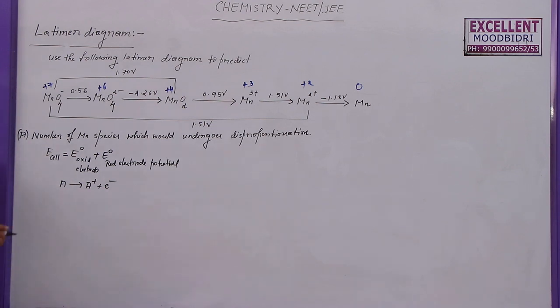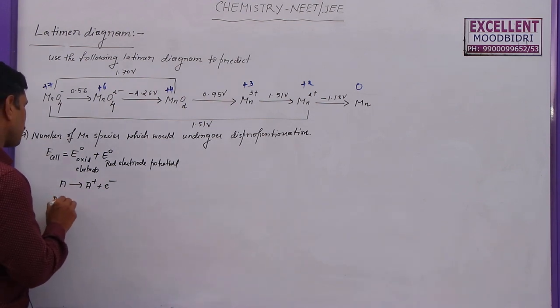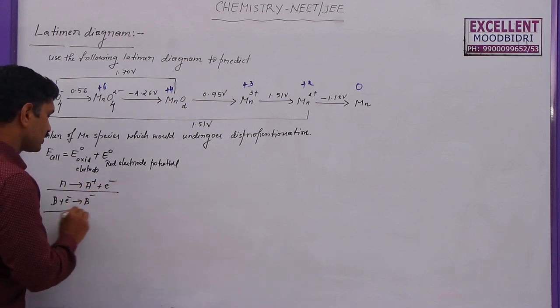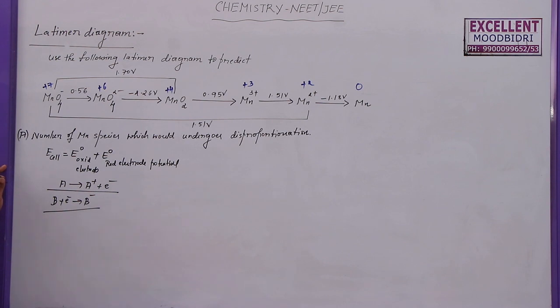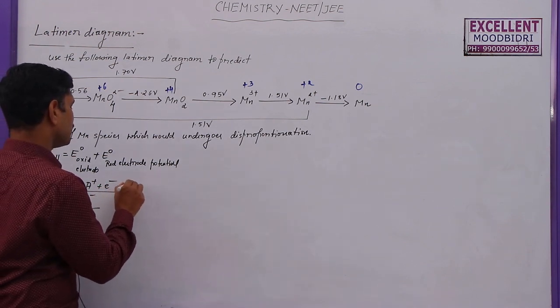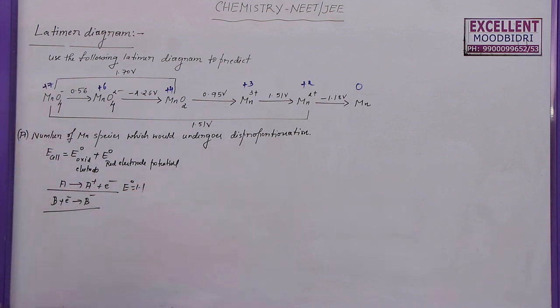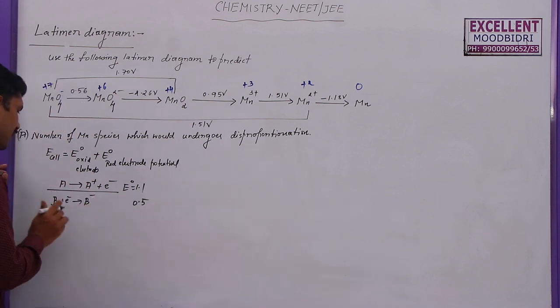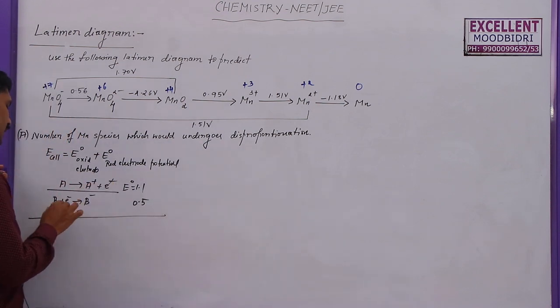Now B gains one electron, they form B minus. This is an oxidation reaction, this is a reduction reaction. Here, suppose you just assume that some values are given for these. Suppose here 1.1 volt, this is 0, this value is 0.5. So whatever the net reaction, we just add these two, and things cancel.